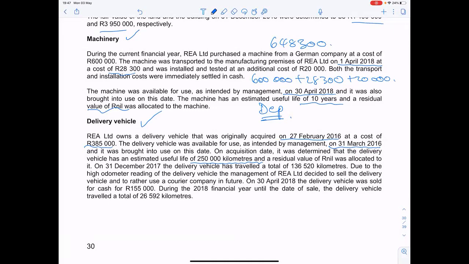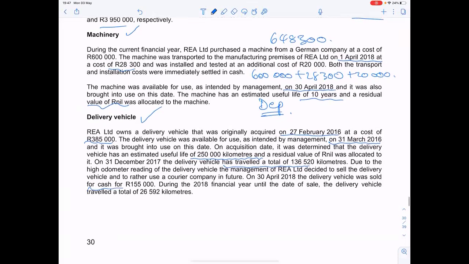On 1 December 2017, the previous year, the delivery vehicle had traveled a total of 136,520 kilometers. Due to the high odometer reading on the delivery vehicle, the management decided to sell it and rather use a courier company in future. So on 30 April 2018, the delivery vehicle was sold for cash for 155,000 rands. So meaning that we are going to remove the delivery vehicle in our books on 30 April 2018 at carrying amount.